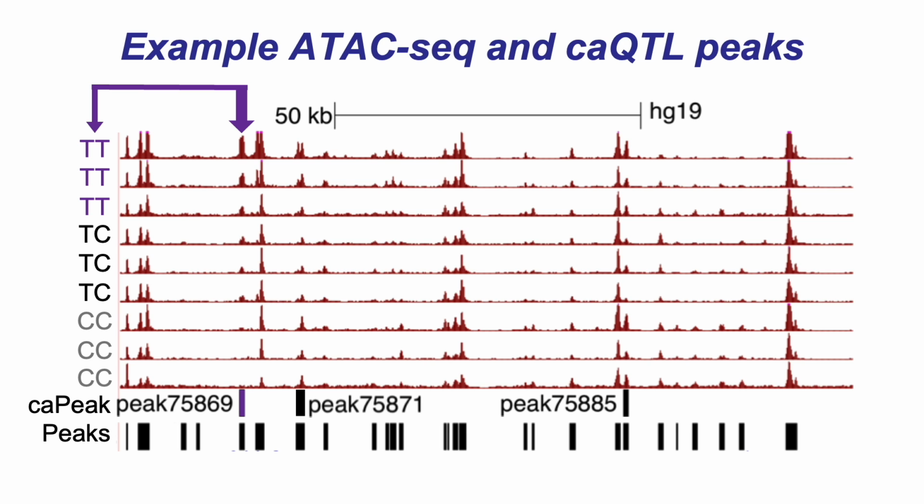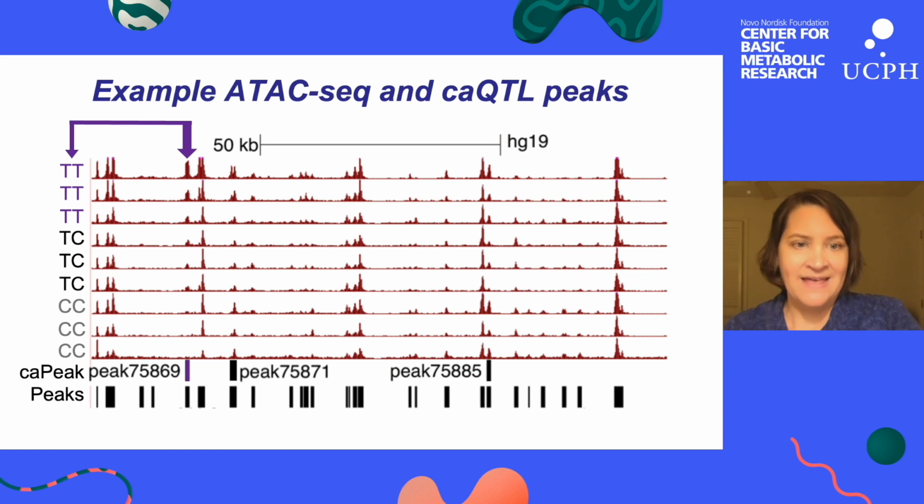I call these CA peaks, chromatin accessible peaks. And in this particular example shown in purple, there's a genetic variant located within the peak where the genotypes are shown on the left. So individuals who have 2 T alleles show the greatest accessibility of chromatin in this region. The heterozygotes show medium level accessibility, and the homozygotes for the C allele show very little accessibility. This is what we're looking for.